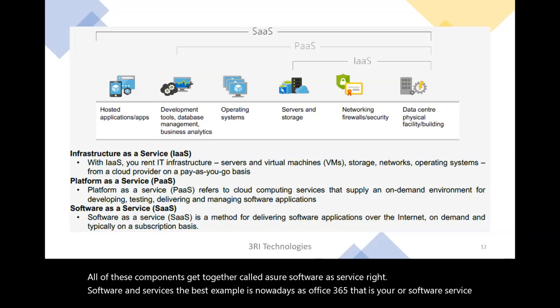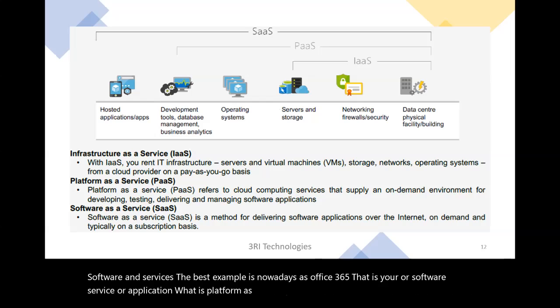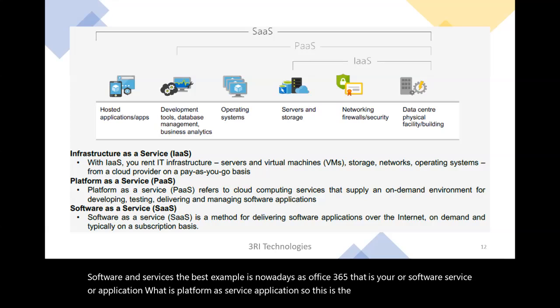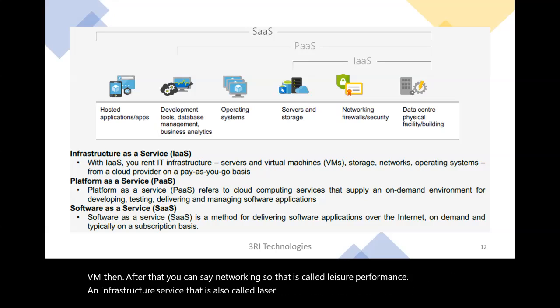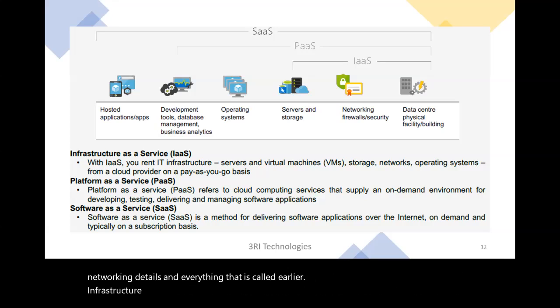What is a platform as a service application? So this is the database. You can say VM, and after that you can say networking. So that is called your platform as a service. And infrastructure as a service, that is also called a single VM, single storage account, or networking details and everything. That is called your infrastructure as a service. So all this information is together.